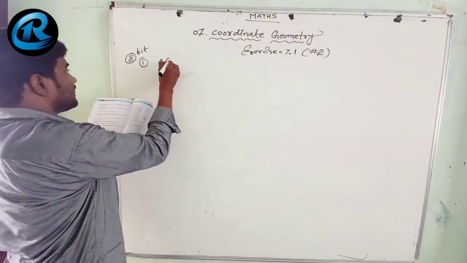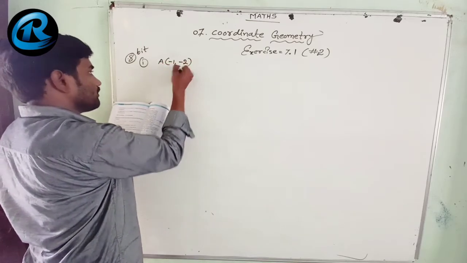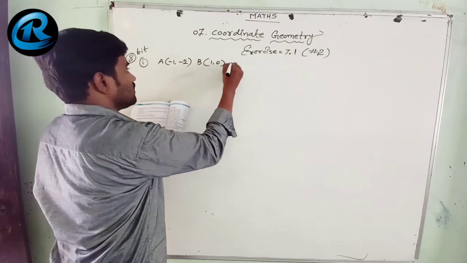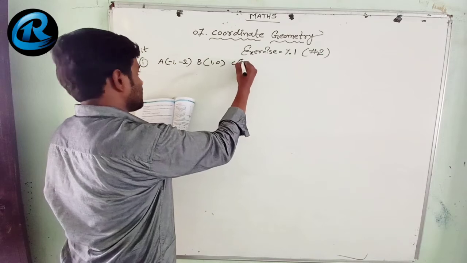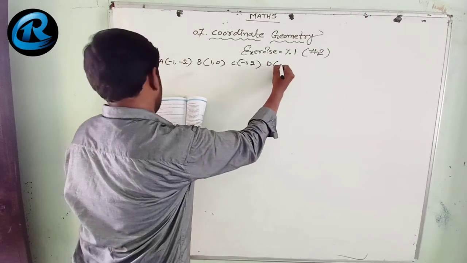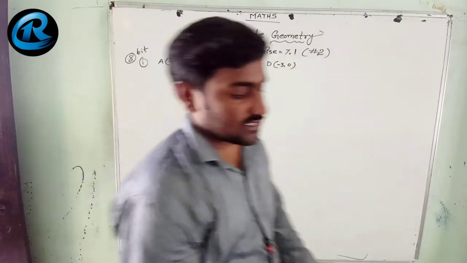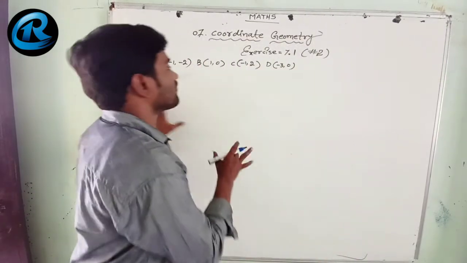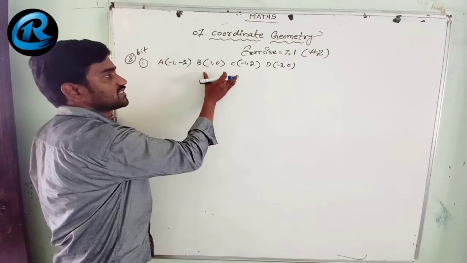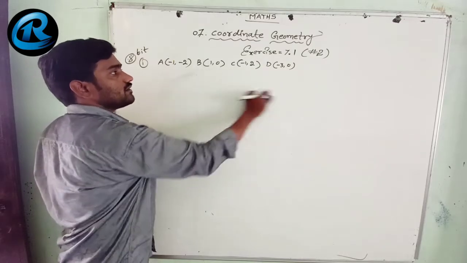Let us give the names of the points like A, B, C, D. A is minus 1 comma minus 2, B is 1 comma 0, point C is minus 1 comma 2, and point D is minus 3 comma 0. Let's find out the distance formulas here. We don't know which kind of quadrilateral it is, but let us take first AB distance, then BC distance, then CD distance, and AD distance, and diagonals AC and BD.